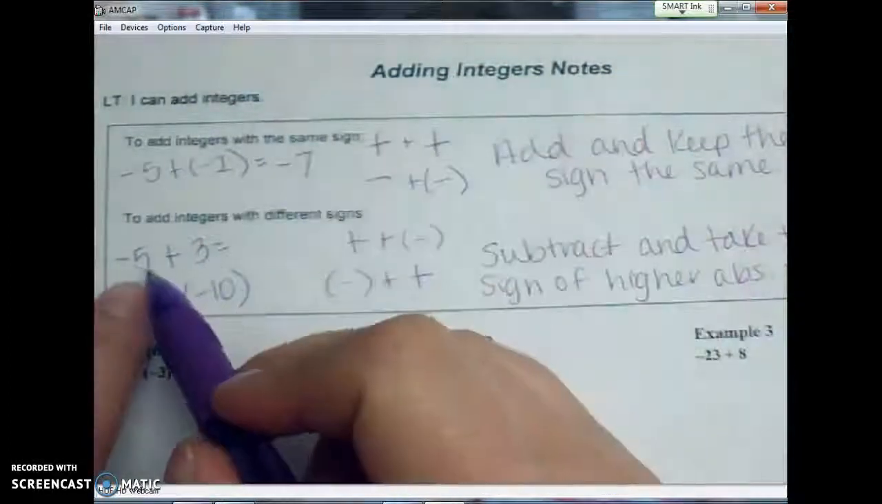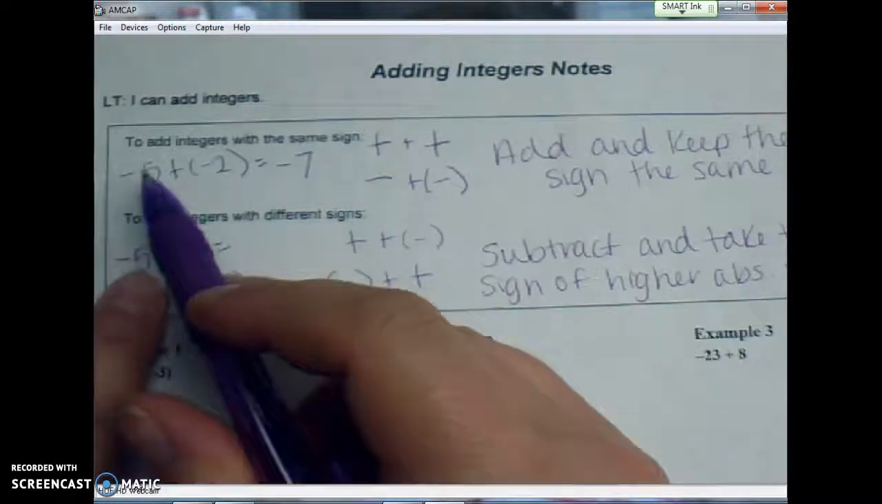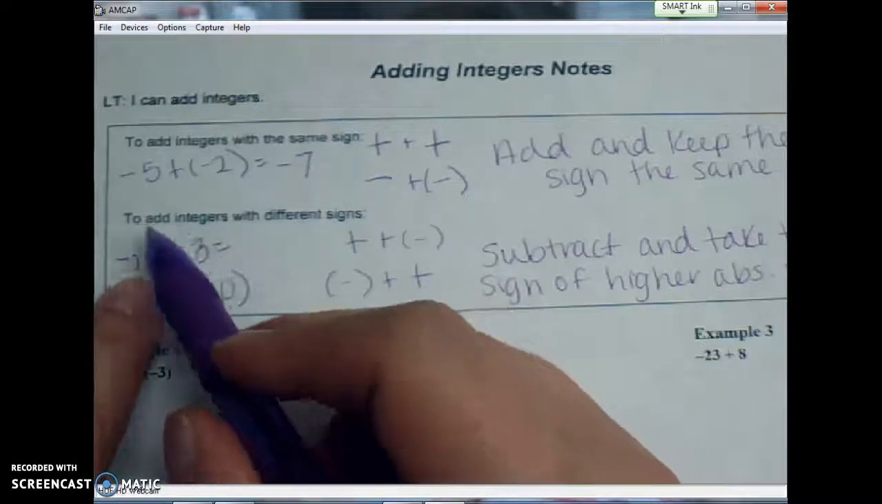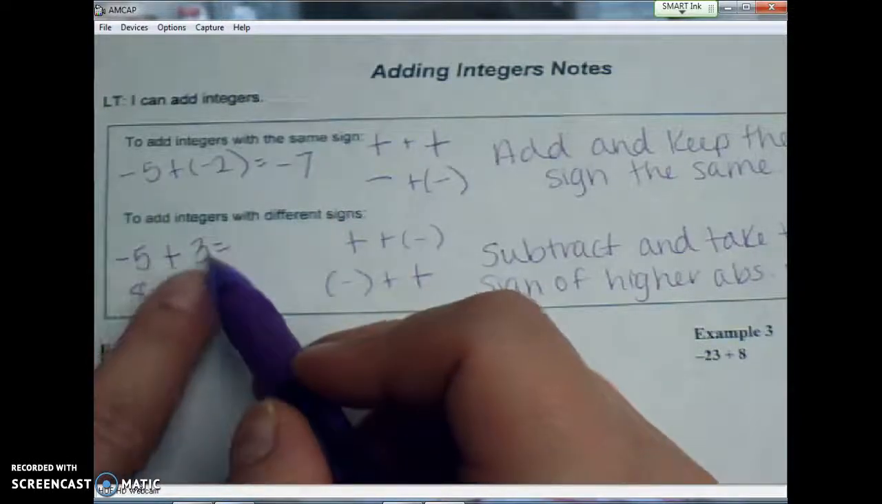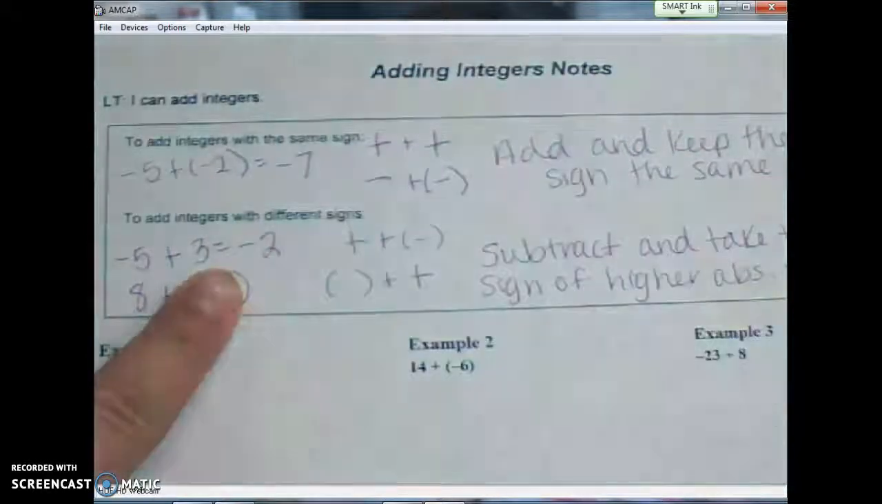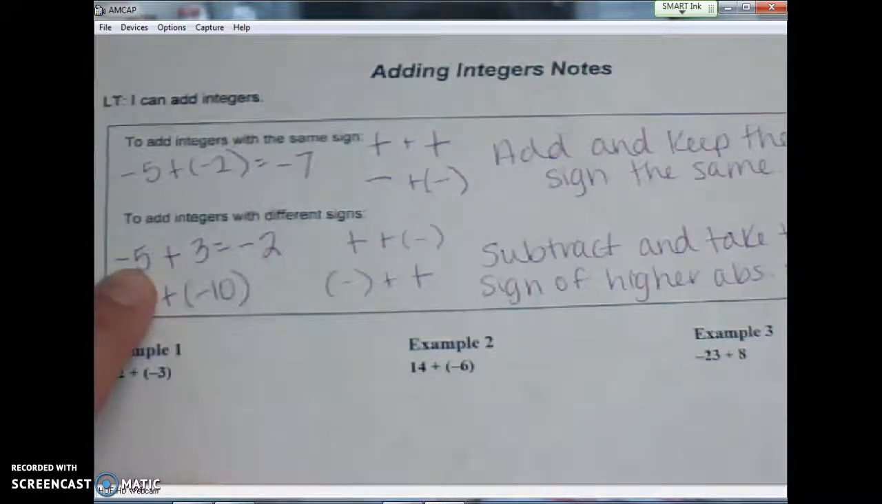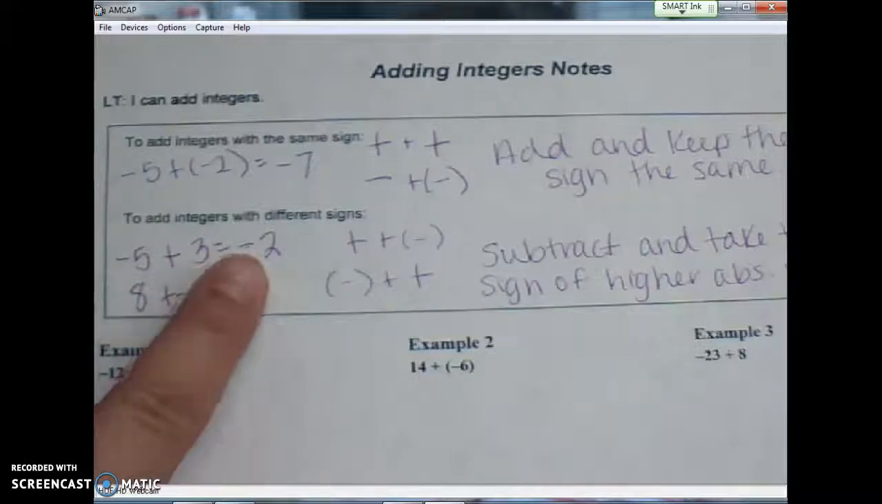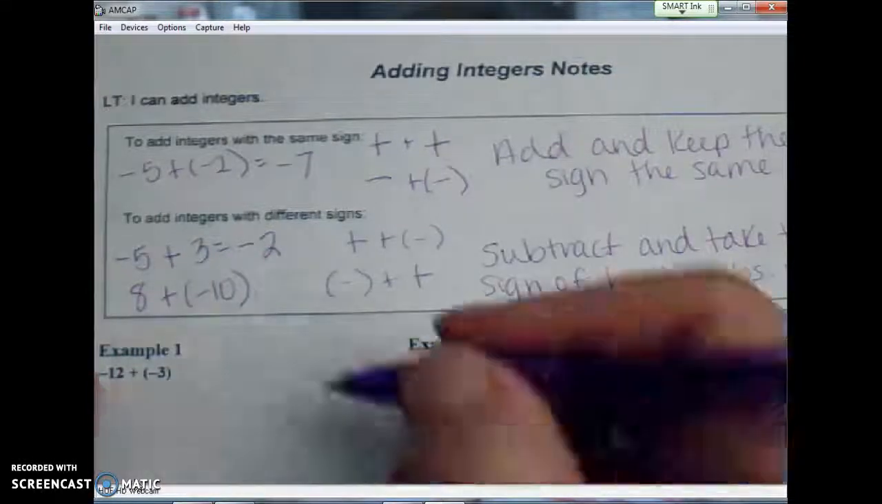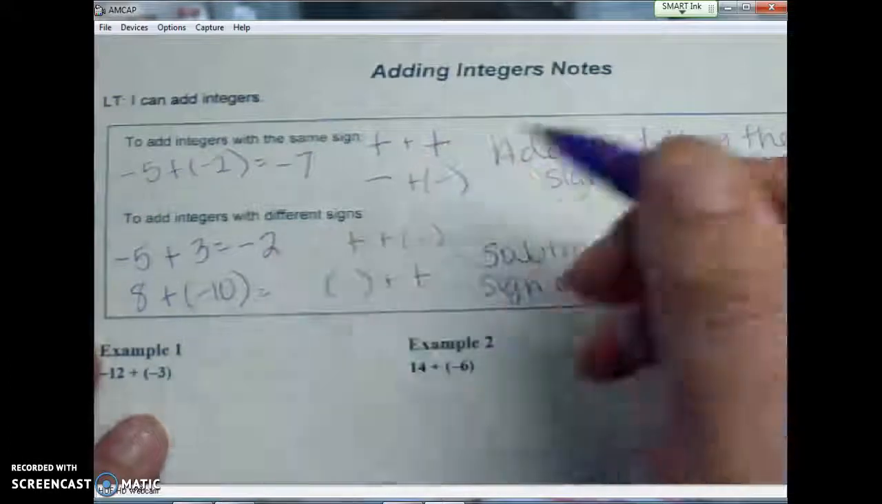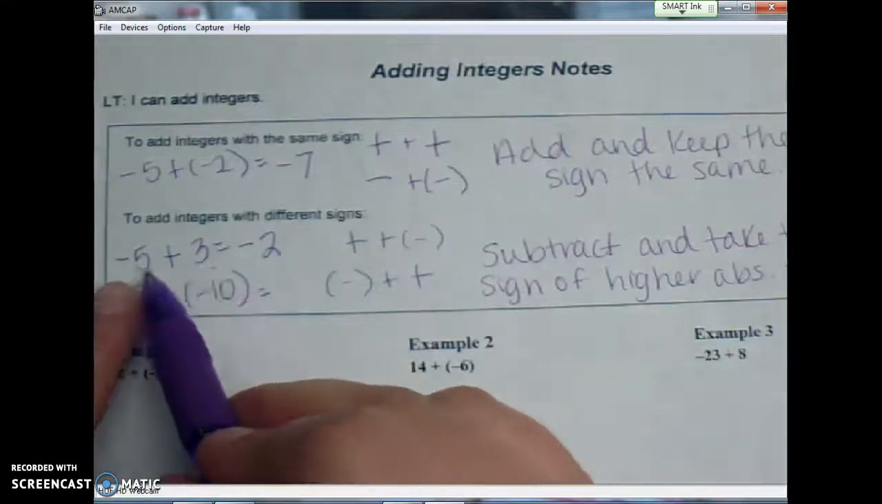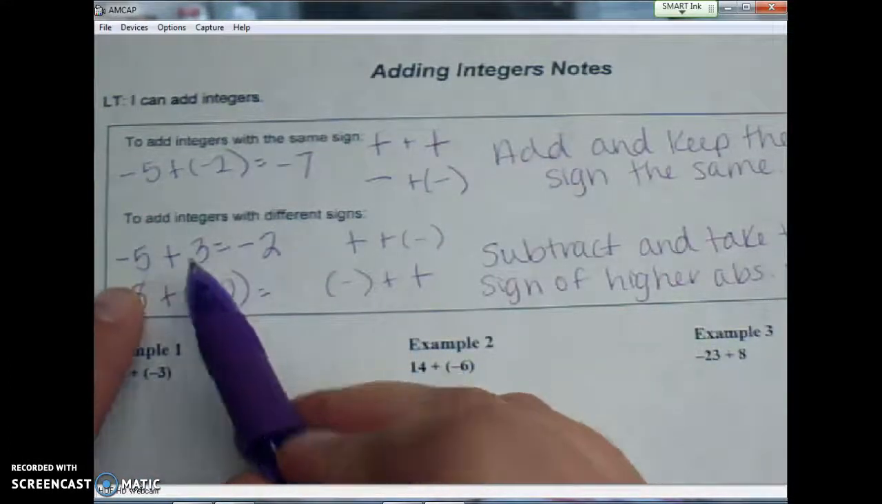So if I'm at -5 and I have $3, so I owe $5 and I have $3, now what am I going to owe? I'm going to owe a 2, so -2. If I'm at -5 on the number line and I increase by 3, it takes me to -2. And I also see here I have more negatives than I have positives.